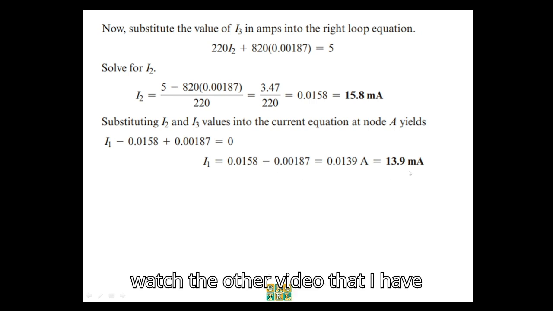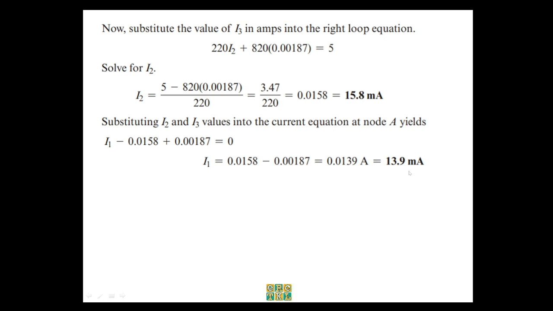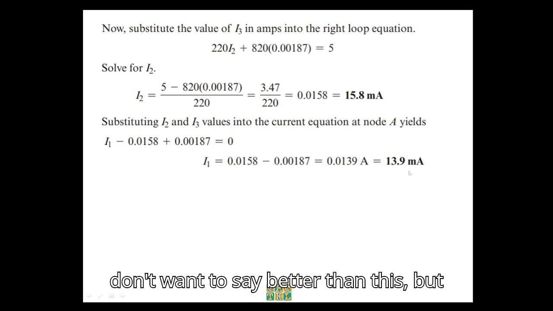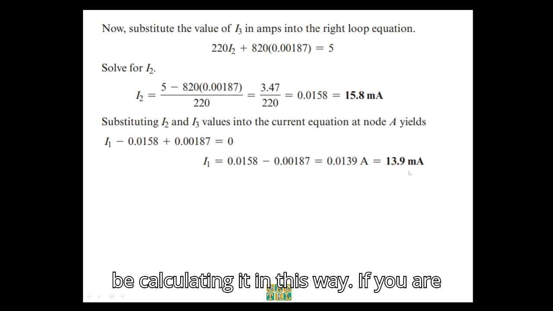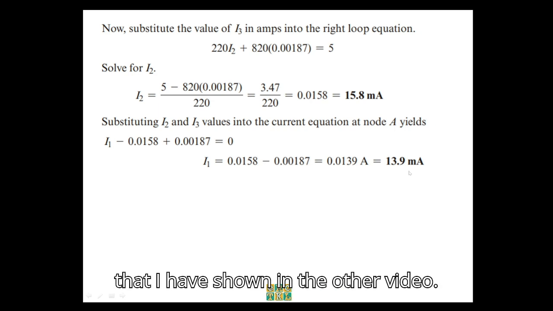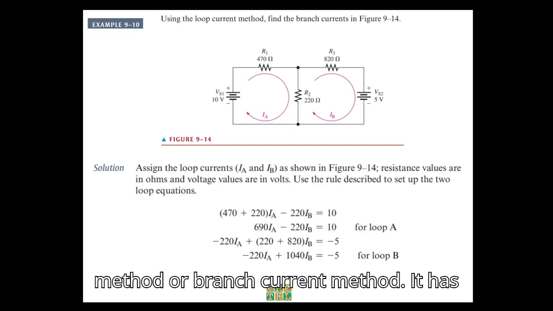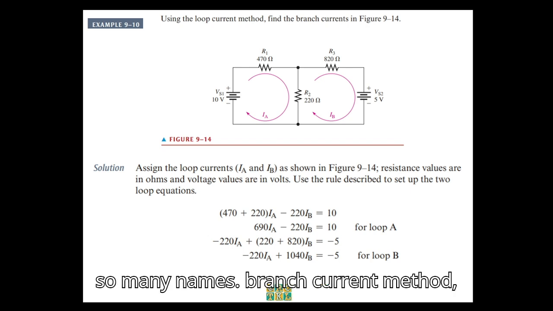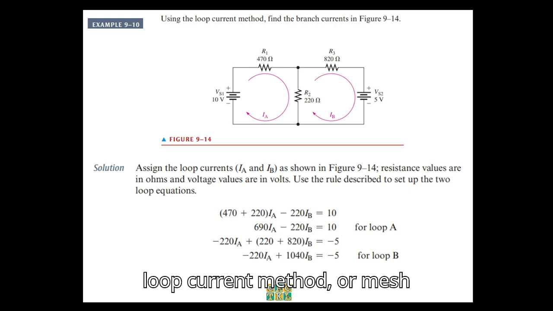But again, if you watch the other video that I have prepared, the handwritten calculation will be, I don't want to say better than this, but that's how I feel for you if you will be calculating it in this way. If you are confused in this method or way of calculation, you can use the other way that I have shown in the other video. Anyway, let's move on with another example for the mesh or the loop current method or branch current method. It has so many names: branch current method, loop current method, or mesh analysis.